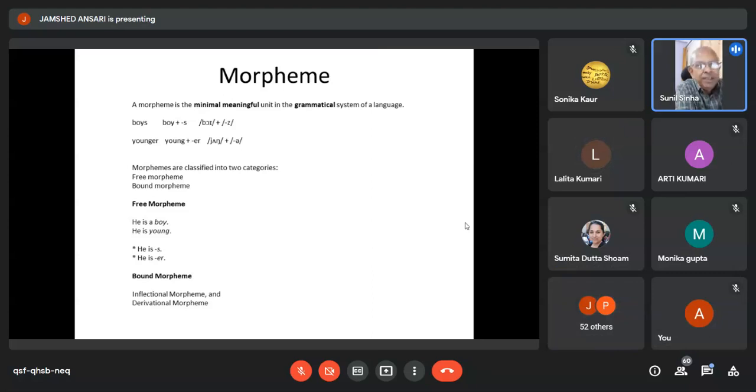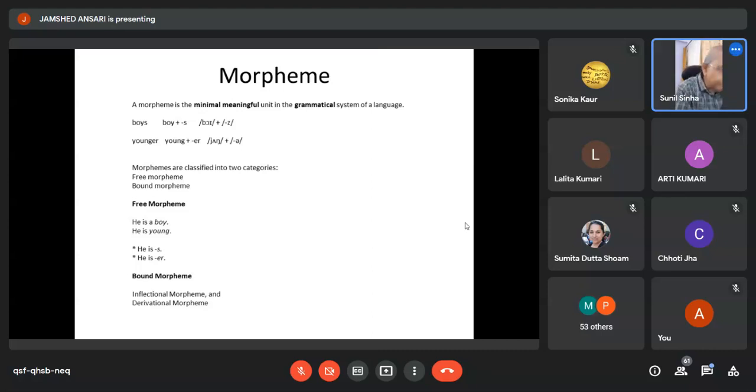Now compare the spelling of morpheme and the spelling of river. There are R-I-V-E-R, five letters, but four sounds in river. In morpheme, 1, 2, 3, 4, 5, 6, 7, 8, eight letters are there. But how many sounds are there? Mor, two sounds, and pheme, three sounds: F, E and M. So in total, there are five sounds in morpheme, but there are eight letters.